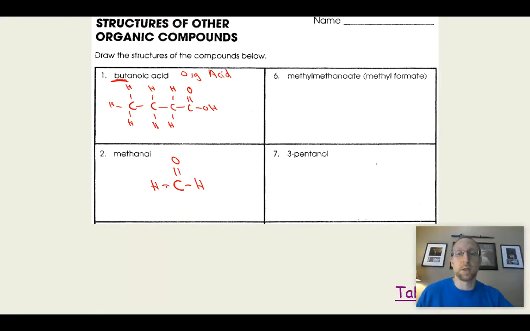So number 6 up here, this is a tricky one, right? So this is methyl methanoate. So when it ends in that anoate, we know it's an ester.